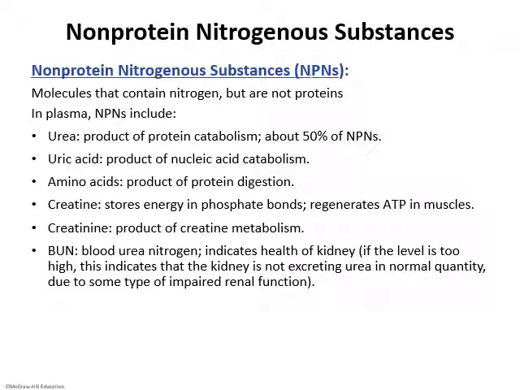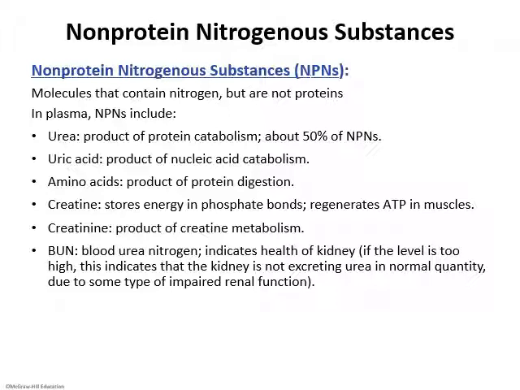Non-protein nitrogenous substances, so these are molecules that contain nitrogen but are not proteins. So urea is a byproduct of protein breakdown and accounts for over half of the non-protein nitrogenous substances. It's found in high levels in the urine. Uric acid is a product of nucleic acid catabolism, meaning it's from the breakdown of genetic material. High levels of uric acid are related to gout.